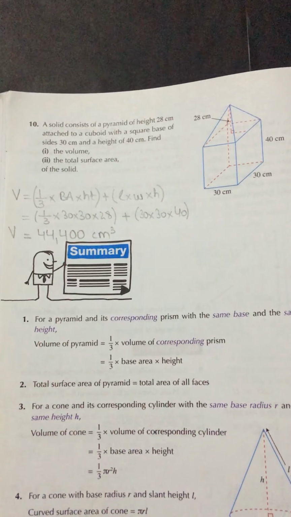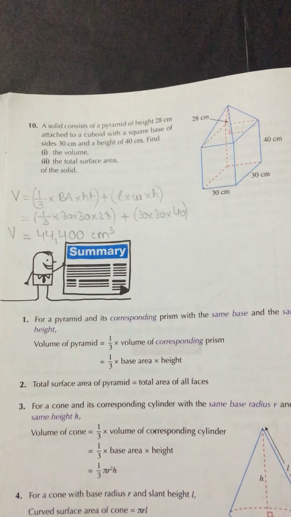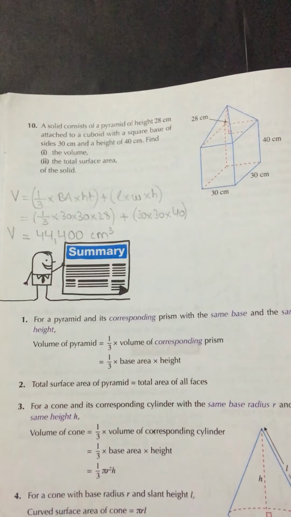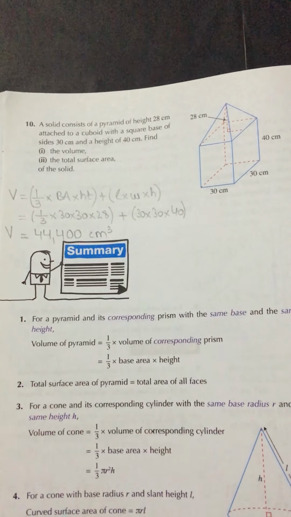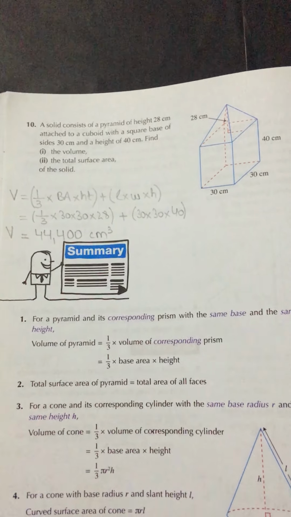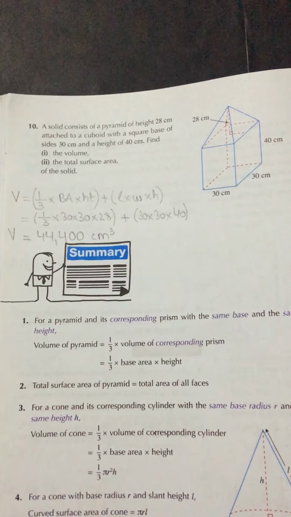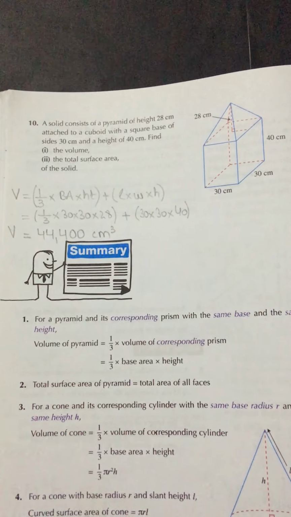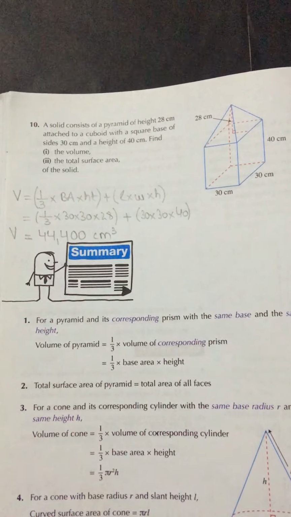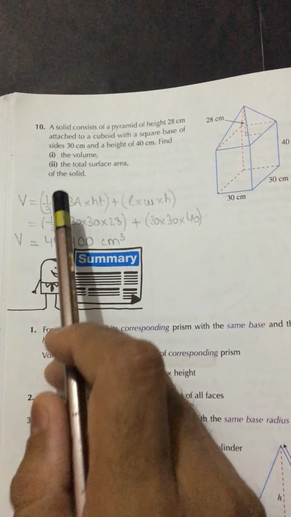So this was the total volume of this compound 3D solid which has a pyramid and a cuboid. The pyramid was a square base pyramid. It has been mentioned in the question, and we just have to find the individual volumes and just add them to get the total volume. Now moving to the next part.